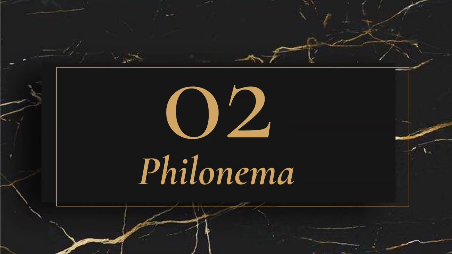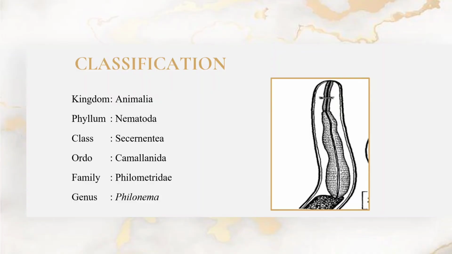The second is about genus Philonema. Philonema is from the class Chromadorea, the order is Camallanida, and the family is Philometridae.